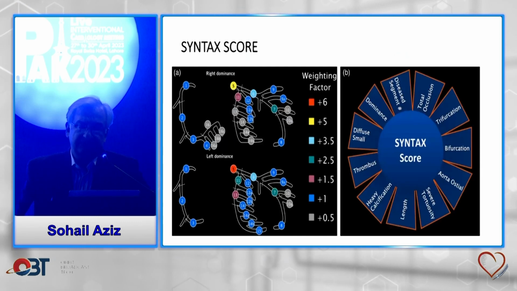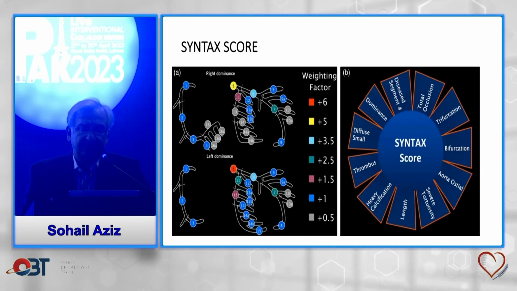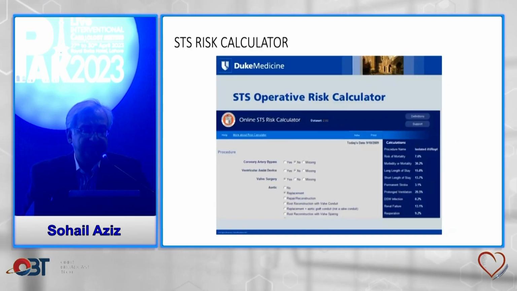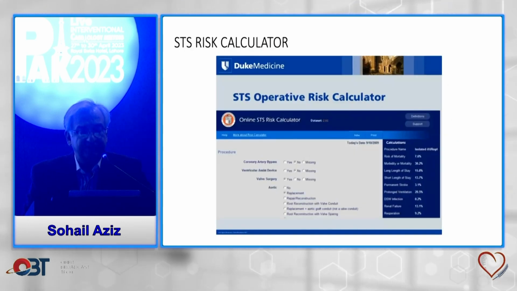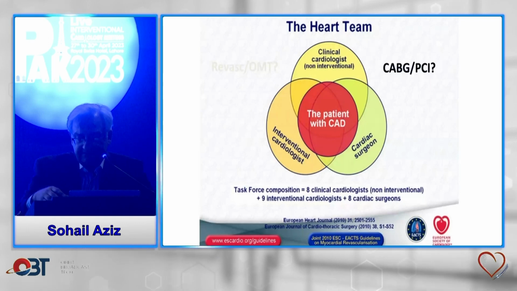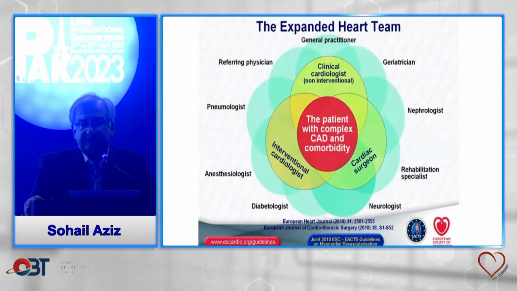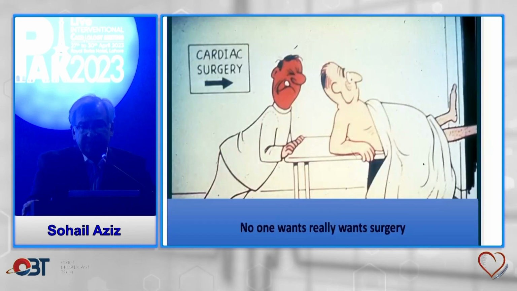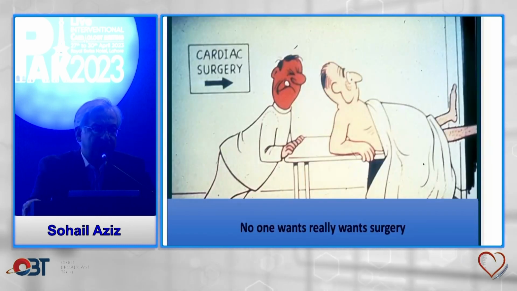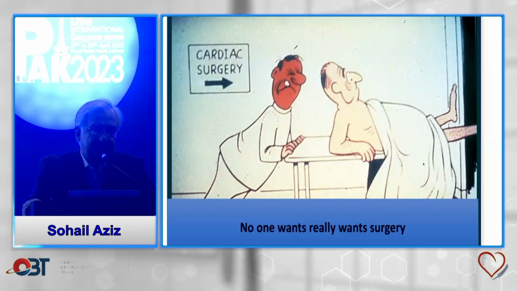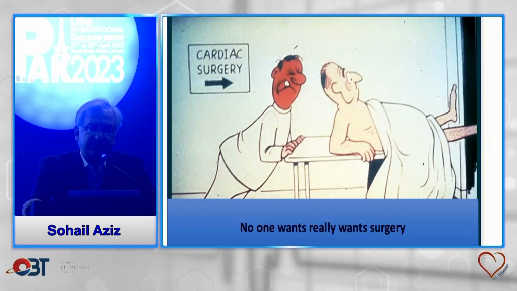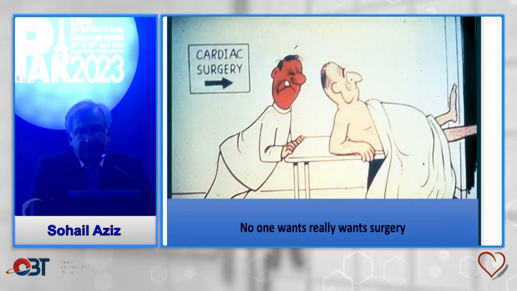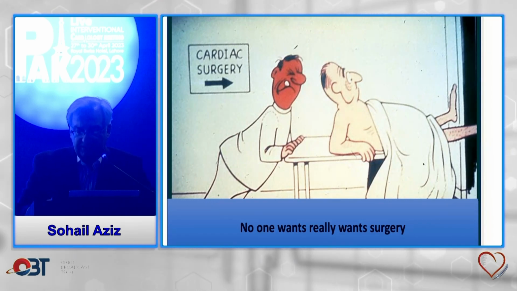So we work out the complexity of a case with the SYNTAX score. We work out a global risk score, the STS operative risk calculator, and then we put that to the heart team. And if the patient has comorbids, other people join the heart team and they help us decide which way to go. But the bottom line is that whichever way we go, patients do not want to have surgery. Why would somebody want to have his tooth pulled out? Of course, they can put in a transplant tooth there, but why take it out if you can save the old one?